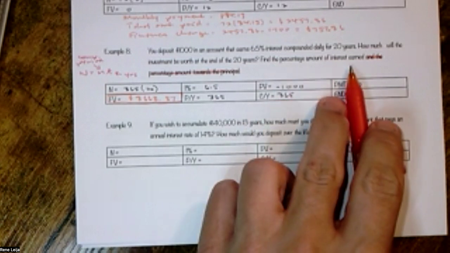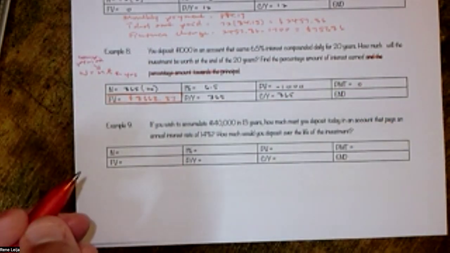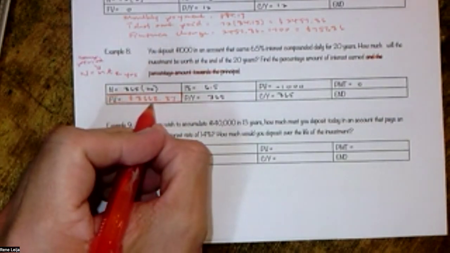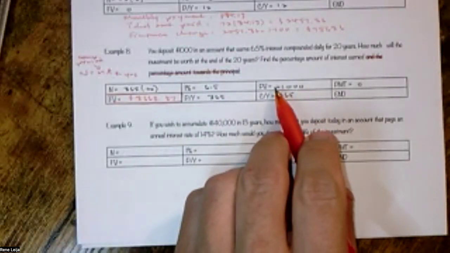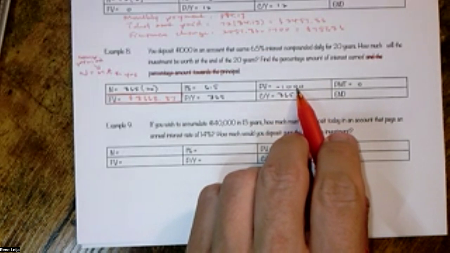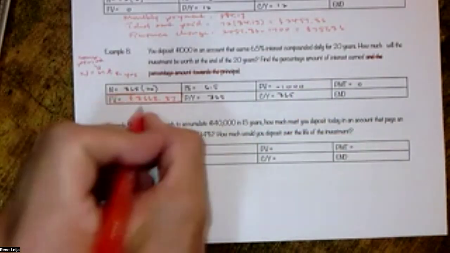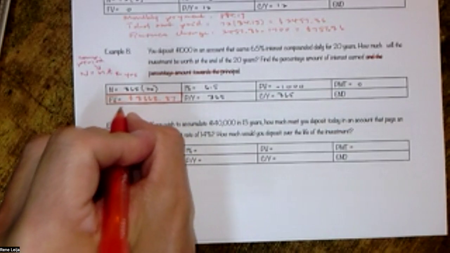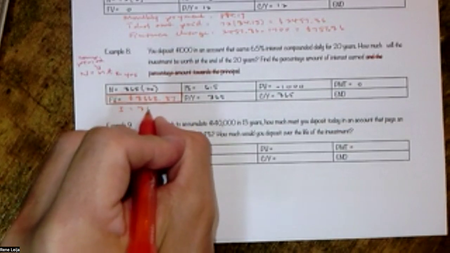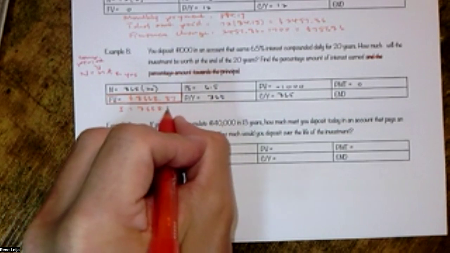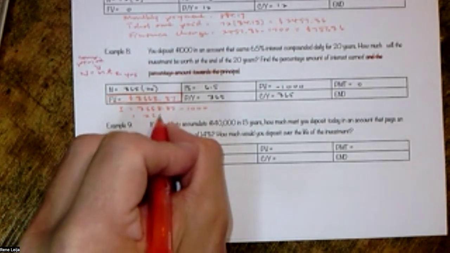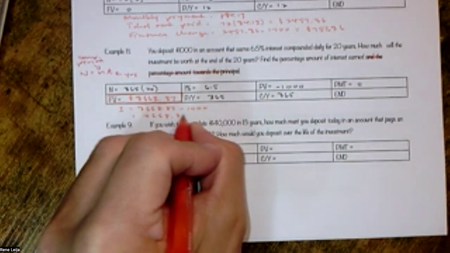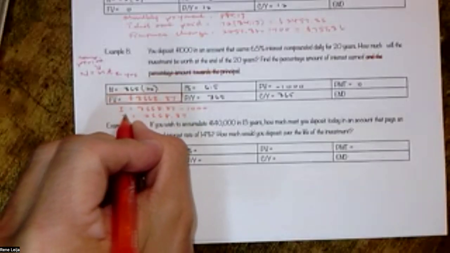So the percentage of interest earned, well, I need to know how much interest I did earn. We deposited $1,000 at the beginning. So the interest earned is going to be the $3,668.87 minus the $1,000 that we deposited. So it earned us $2,668.87 in interest.